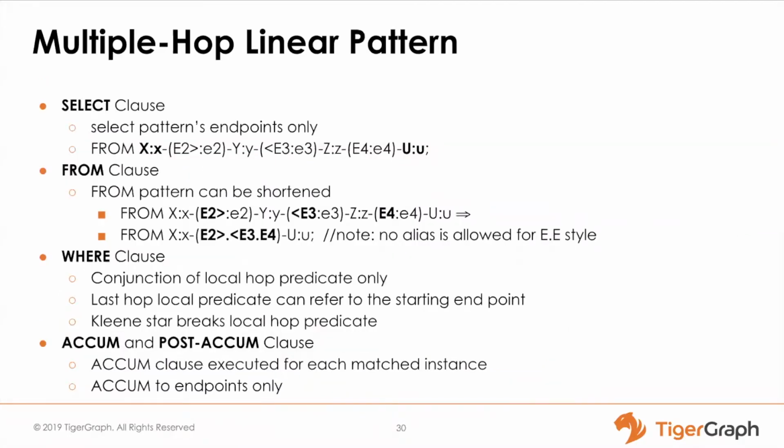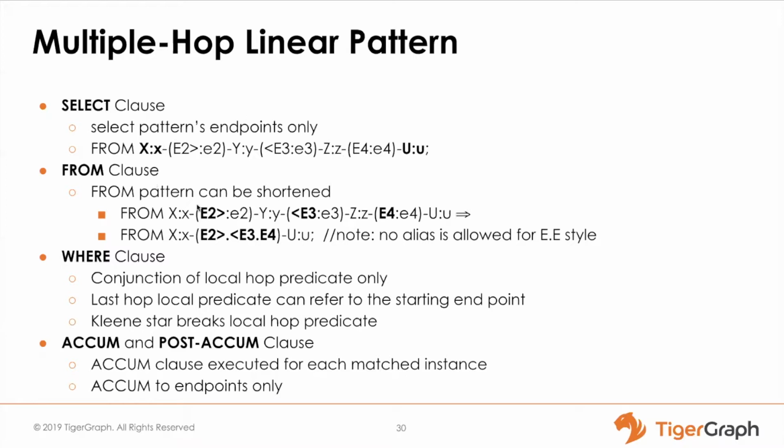And the multi-hop linear pattern has some semantic restrictions at this point. I'm going to elaborate on this based on the implementation. So for the select clause, let's say this is a 3-hop pattern: X to Y, first hop, Y to Z, second hop, Z to U, third hop. You can only select the endpoints of the linear pattern. So you can only select either X or the ending endpoint U in the select clause.